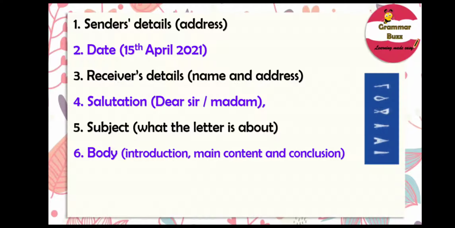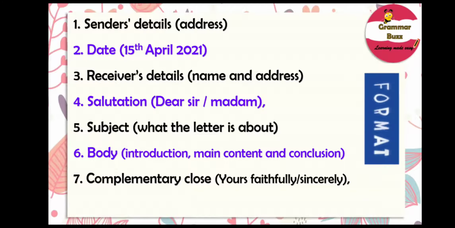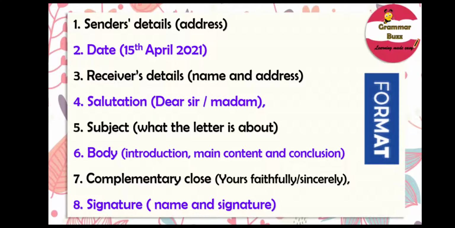Seventh is the subscription or complimentary clause. So what is it? Well, it is simply a courteous leave-taking or conclusion. It basically means goodbye. We use yours faithfully if we don't know the person, and yours sincerely if the person is known to us. Eighth is our signature, which is usually our name and our signature. Here, the designation can also be added if required.